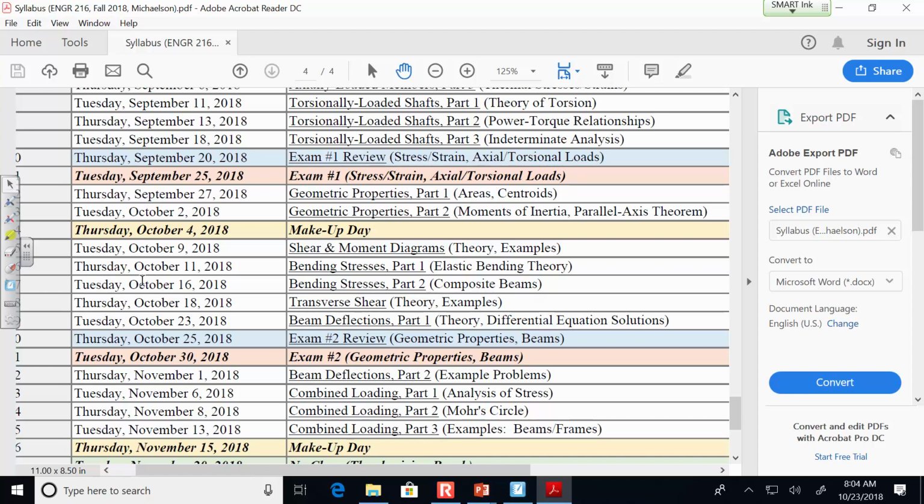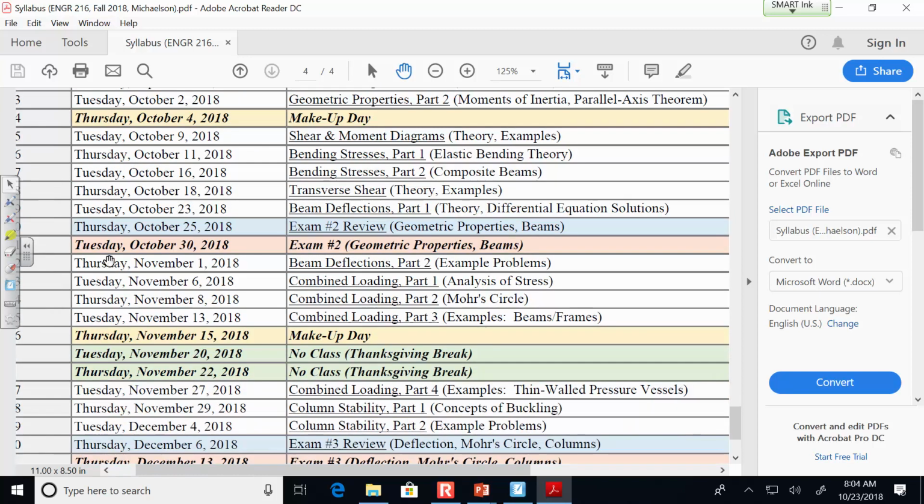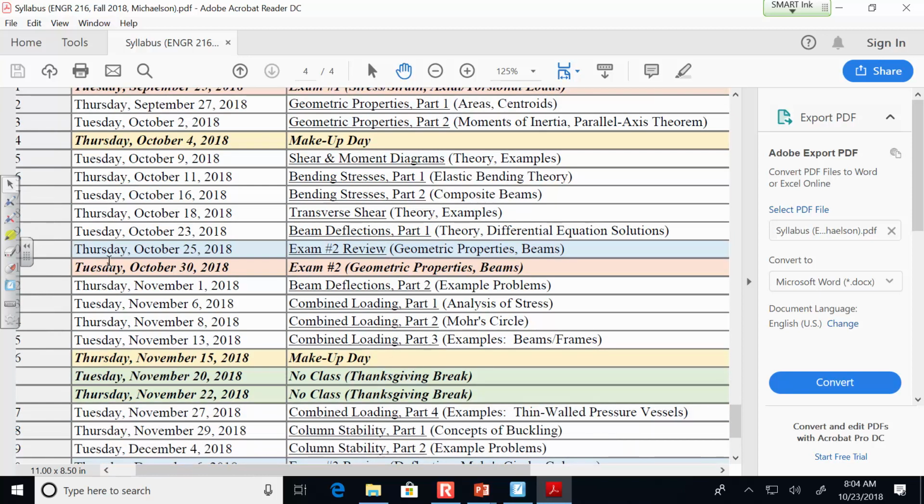So what we've got is that, and then we have a combined loading part 3 and 4, which is number 1, split up by Thanksgiving break, and 2, they're sort of independent topics. So here's what I think I'm going to do for this lecture. Like I said, these 2 are going to shift down. So what about this one? This beams and frames example, I think I'm going to turn that one into an online lecture.